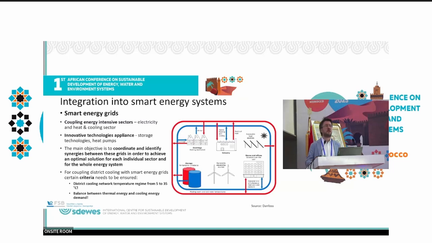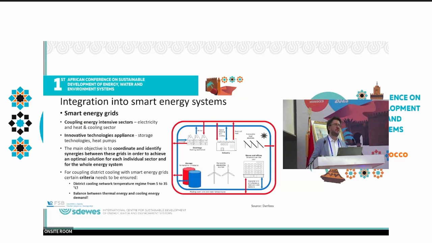So for instance, if you have a DN 400 pipe, you can push around 15 megawatts capacity in district cooling for 6 degrees Celsius, 3.5 meters per second flow. And in the same DN 400 pipes, you can push 70 megawatts of capacity in district heating, 30 degrees Celsius, with the same flow of, let's say, 3.5 meters per second. So it's a big difference.